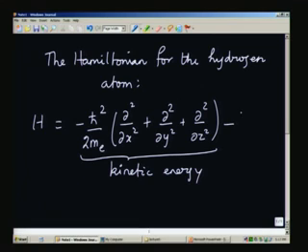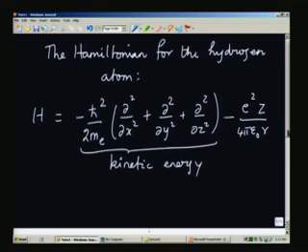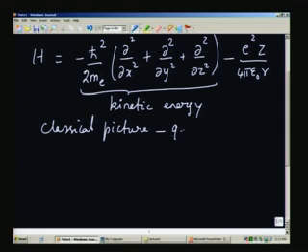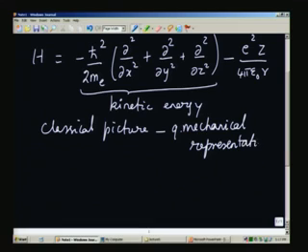And a potential energy term which is e square, there is of course a charge of the nucleus Z, but that is equal to 1 in this case, by 4 pi epsilon naught r, where r is the radial distance of the electron from the nucleus. It is a classical picture expressed in a quantum mechanical representation, because we have written the momentum in the form of derivatives.